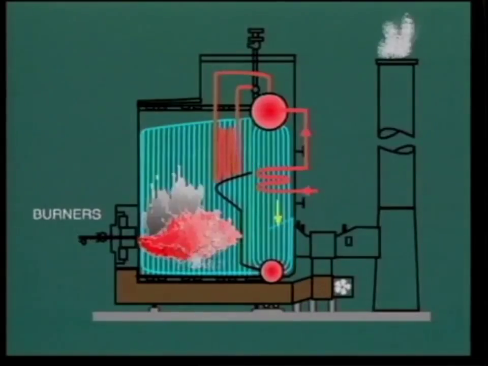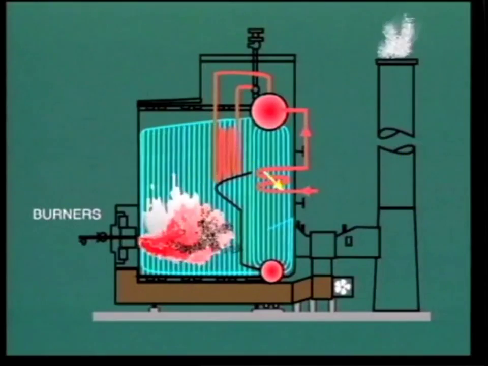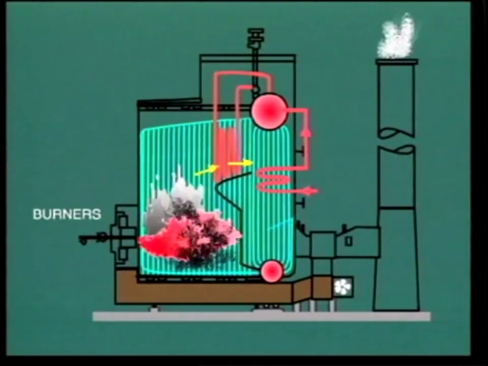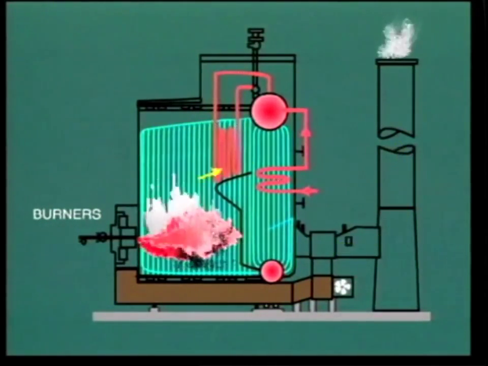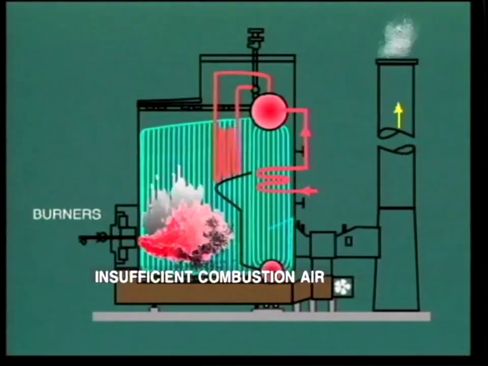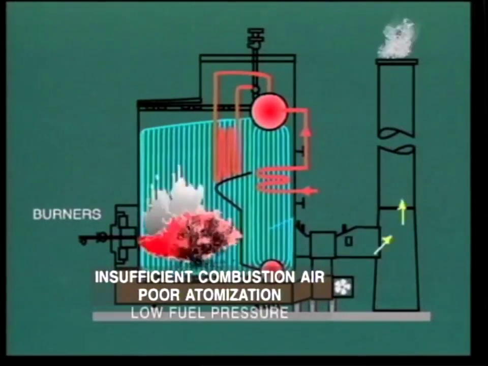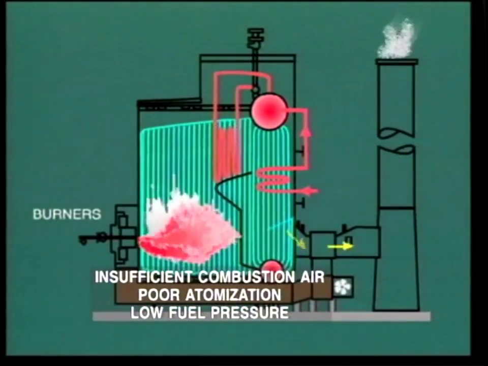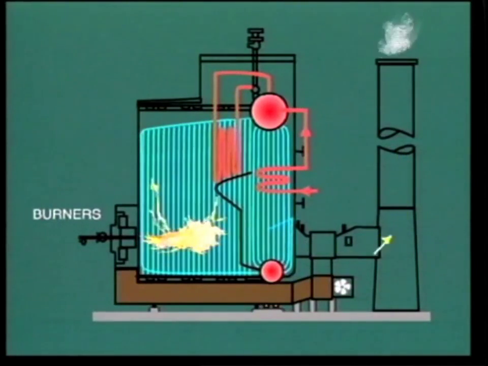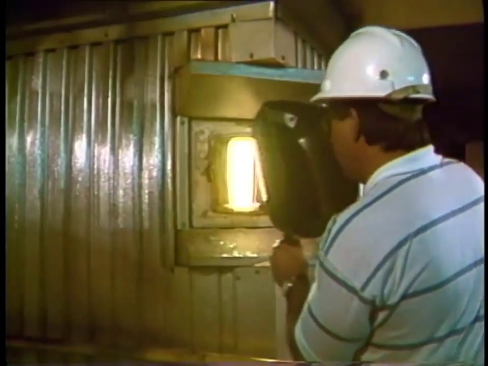A physical observation of the flame can give some indication of the effectiveness of combustion. For example, a dull red flame with black streaks indicates that combustion is poor, perhaps due to insufficient combustion air, poor atomization due to a defective burner tip, or low fuel supply pressure. On the other hand, a short white flame with sparks flying is a sign of too much excess air. With experience, the operator learns to make the fine adjustments necessary to obtain the best combustion.